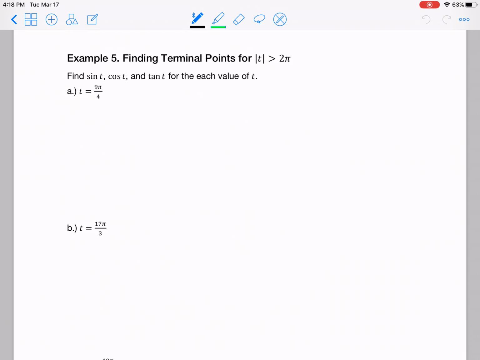All right, so sorry, my dog started barking in the background if you can hear that, but anyway, let's go ahead and finish this up here.